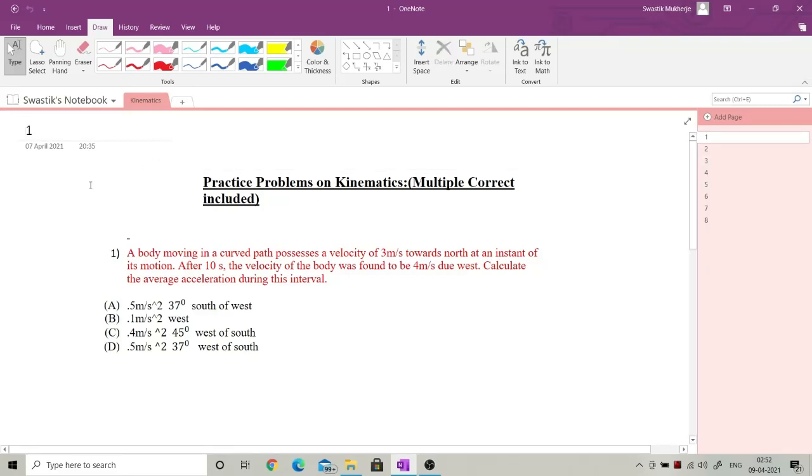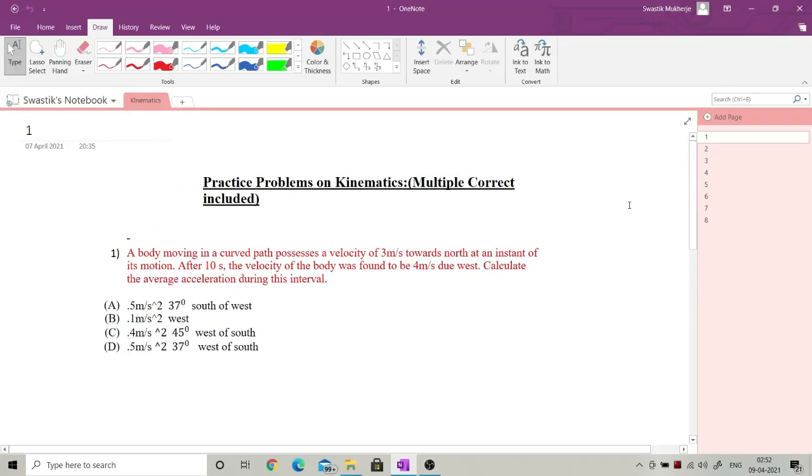So let's begin. These are going to be basic problems involving some projectile motion, basic kinematic equations, and some conceptual problems. So let's begin without any further delay.